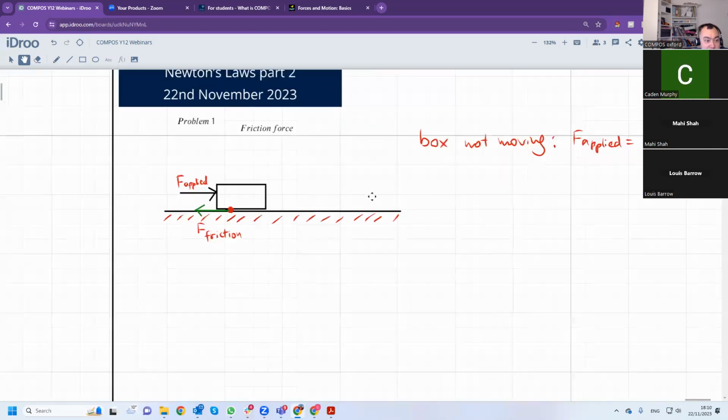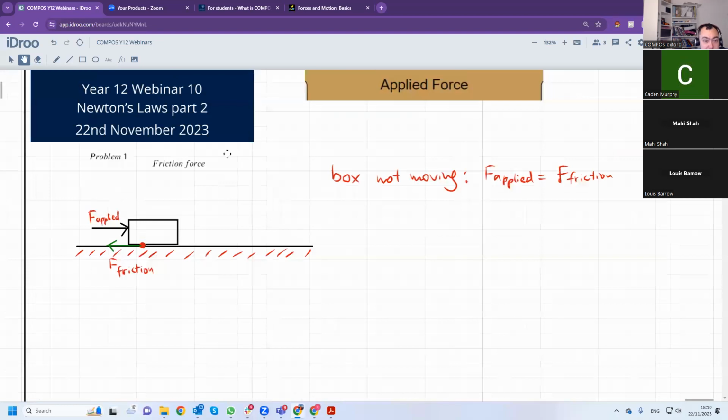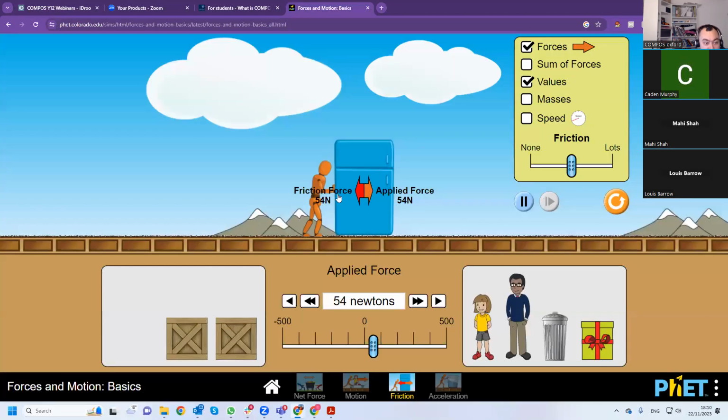Okay. So when the box is not moving, the applied force is equal to the friction. So let's have a look. I'm pushing with 54, the friction is 54. I increase the force, 104 and 104. 154 and 154. Well, it's going to start moving at some point. 204, 215.